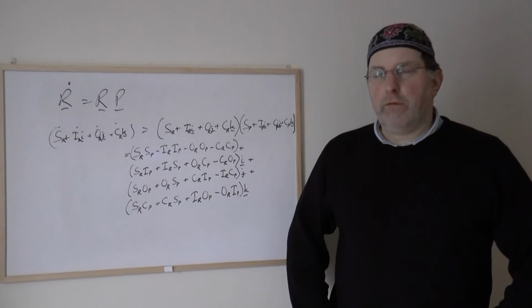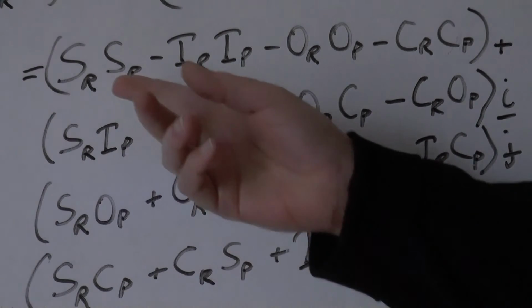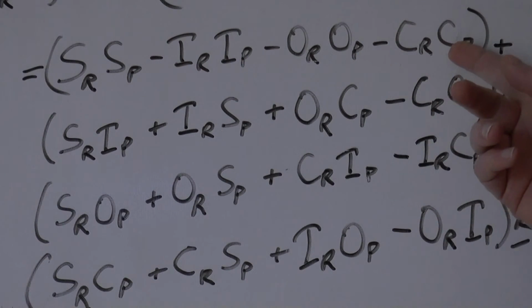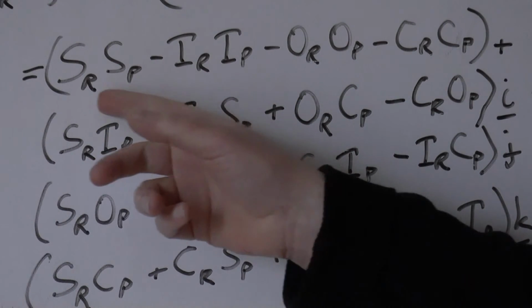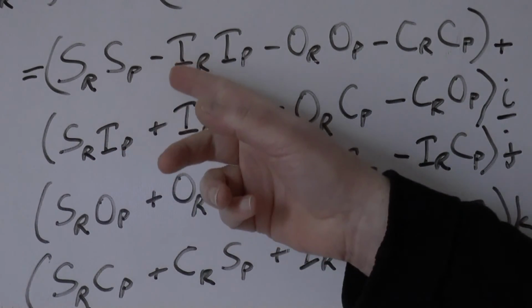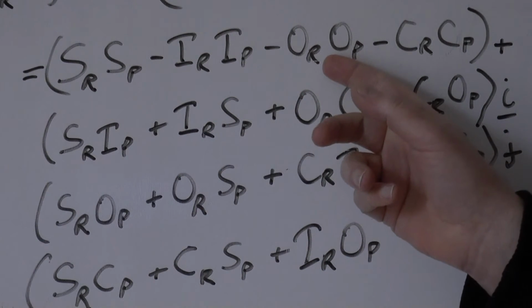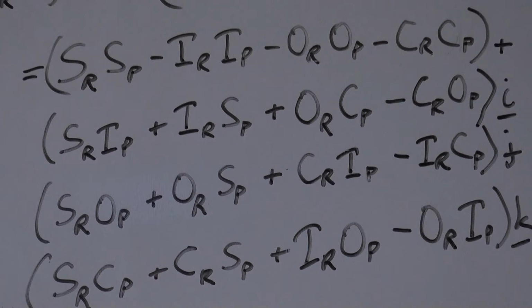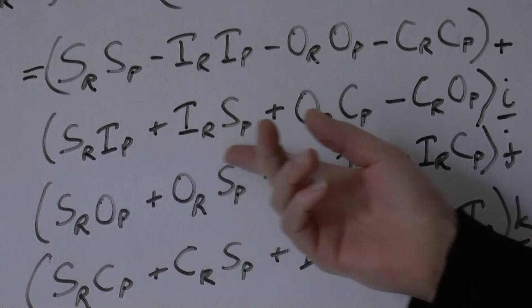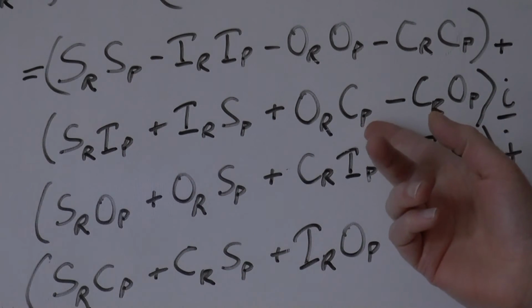So, does this make any sense? Well, first take the expression for rate of change of real scale. We see that scale increases with scale, both real and perceived, and decreases with integration, organisation, and cohesion. This is consistent with our earlier argument that scale feeds on itself, while integration, organisation, and cohesion inhibit the growth of scale.